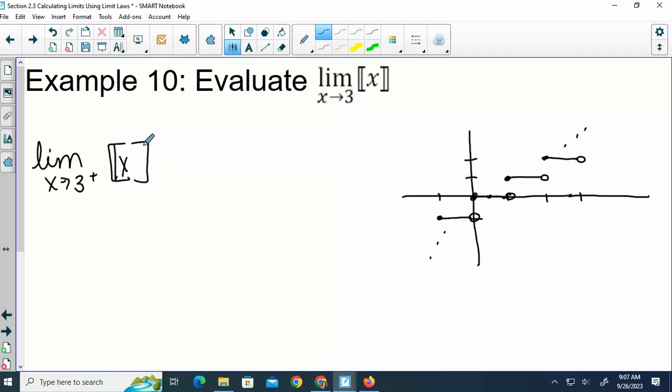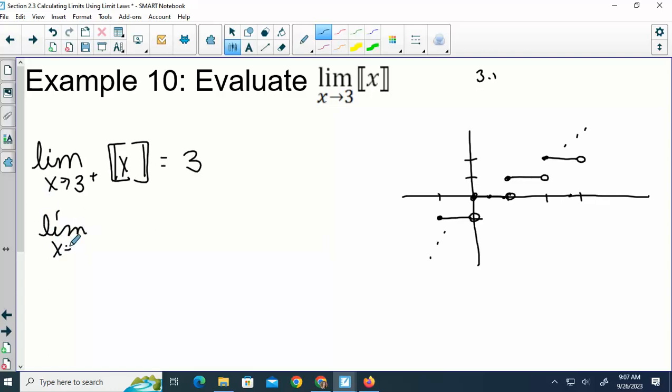If you're approaching 3 from the right, you're putting in something bigger than 3. So I'm putting in 3.2, 3.1, 3.01. What am I getting out every time? 3. If I put in 3.1, that falls between 3 and 4. You always have to give me the smaller one, so that's 3. If I put in 3.01, it's still between 3 and 4. Smaller answer is 3. So in this case, we're always getting out 3.